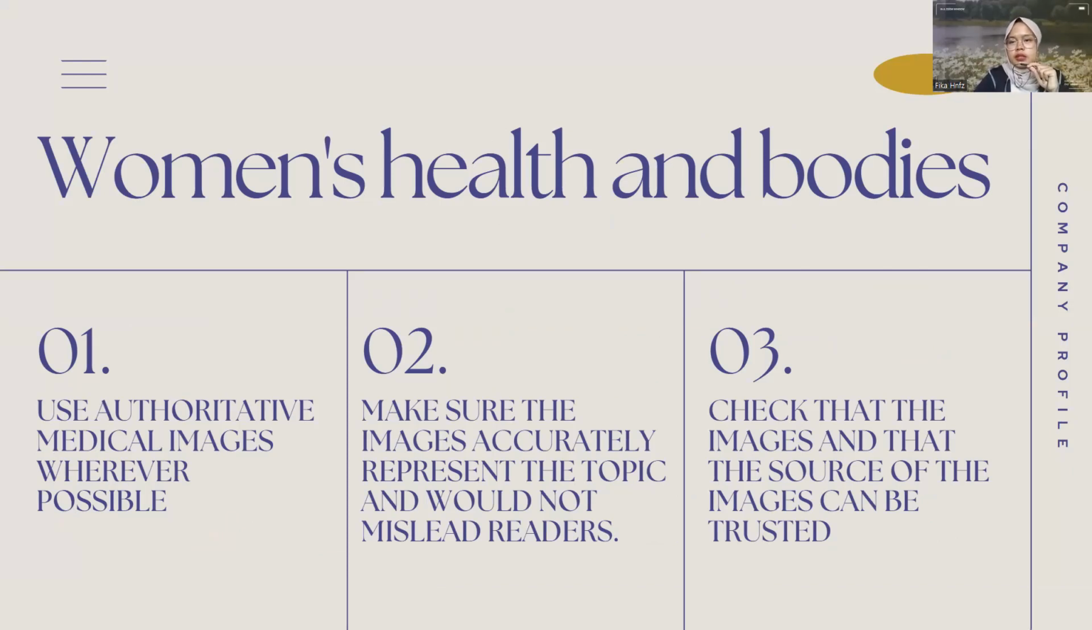First one is women's health and bodies. First, you should use an authoritative medical image whenever possible. This means that you have to be rational and factual about this. Second one, make sure the image accurately represents the topic and will not mislead the reader. So the picture you choose should be the things that really matter in your literary work. It's not going to be misled into something else.